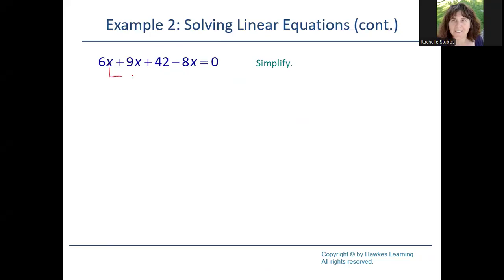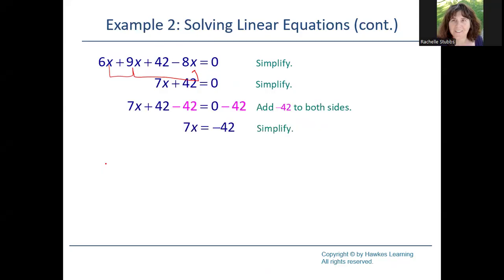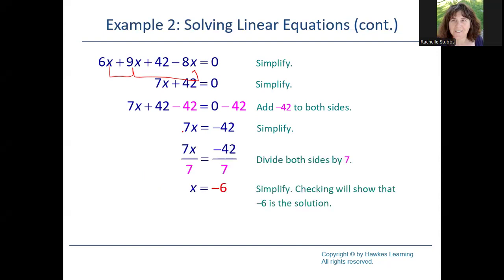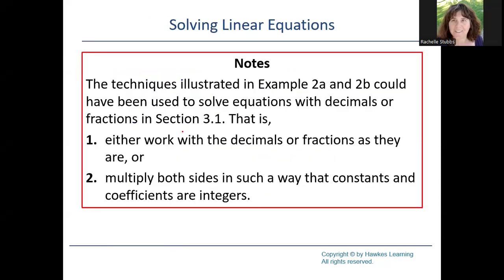And now we're going to combine any like terms. 6x plus 9x is 15x, minus 8x is going to be 7x. 7x plus 42 equals 0. So we're going to apply the addition principle of equality and subtract 42 from each side. And now we're ready for applying the multiplication or division principle of equality. We're going to divide both sides by 7, and x equals a negative 6. We can do the fourth step by checking it, but we're not going to do it.